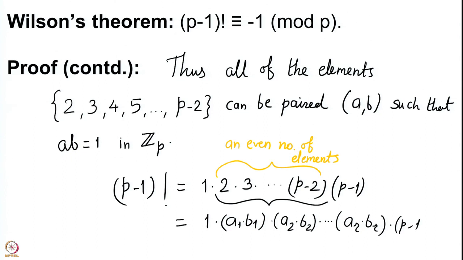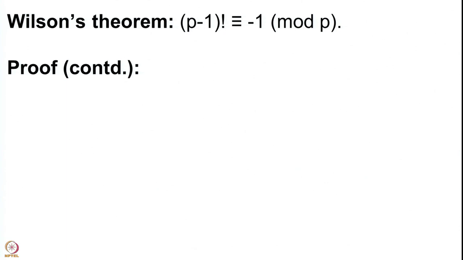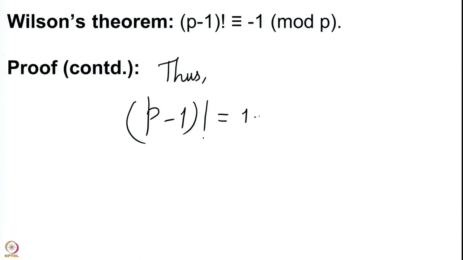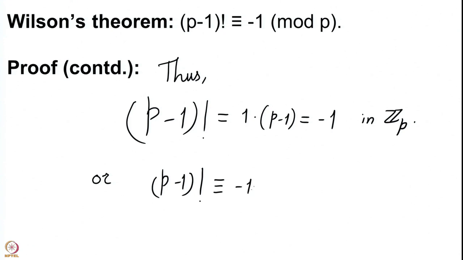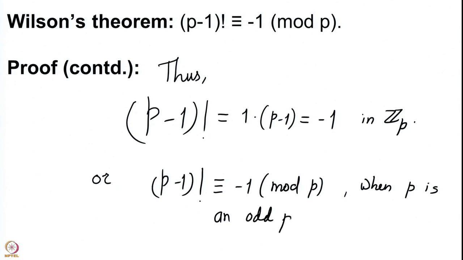And finally, we have this last element p minus 1. Note that all these products are 1, and finally we are left with p minus 1. Now we are almost there. Thus, p minus 1 factorial equal to 1 into p minus 1, which is really minus 1 in the set Z_p, or what we have is p minus 1 factorial is congruent to minus 1 mod p when p is an odd prime.